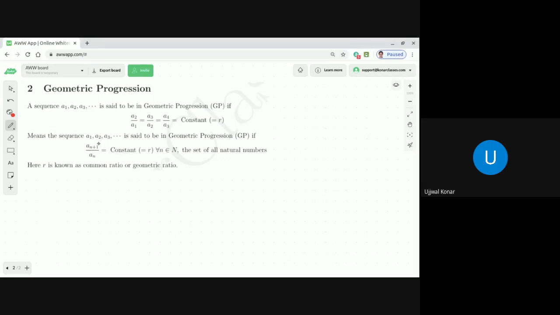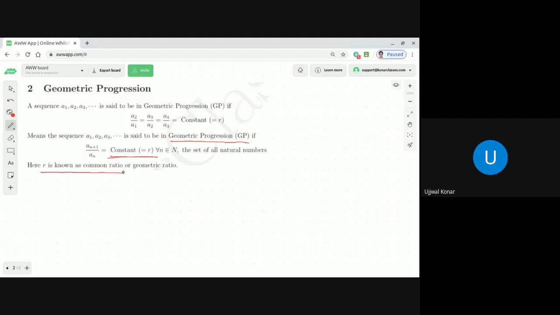That means the sequence A1, A2, A3 is said to be in geometric progression, or GP, if a(n+1) by a(n) is equal to a constant for all n belonging to the natural numbers N. And if we assume that constant as R, then this constant is known as the common ratio.